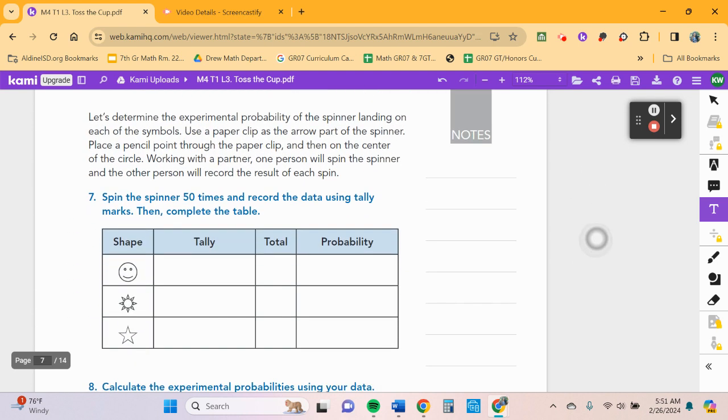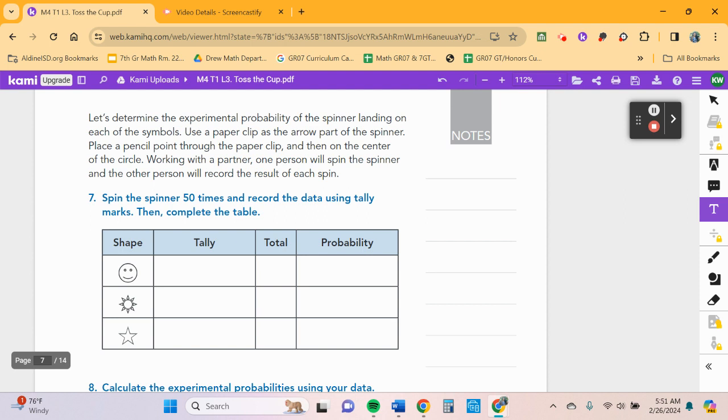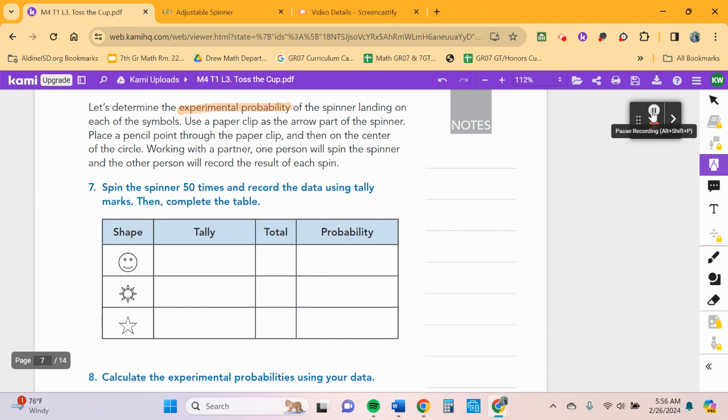So, question 7, it says, let's determine the experimental probability. Remember, we learned that in the last activity. It is what actually happens when conducting an experiment. Determine the experimental probability of a spinner landing on each of the symbols. Use a paperclip as the arrow part of the spinner. Place a pencil through the point, and so on. Okay, moving forward, because unfortunately I don't have those manipulatives to give you through the computer screen. So let's get creative. We are going to use an online spinner to do this experiment.